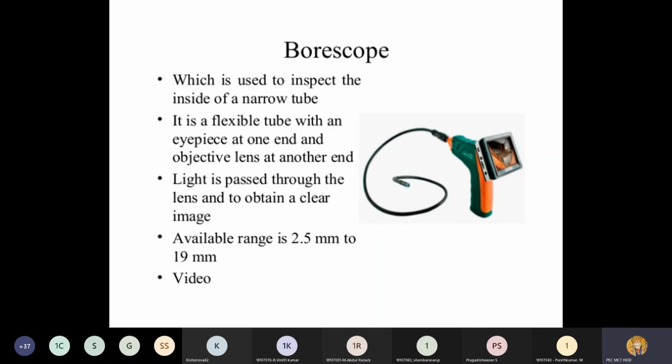It may be a dark area. So in that area some illumination source is needed to obtain a clear image.